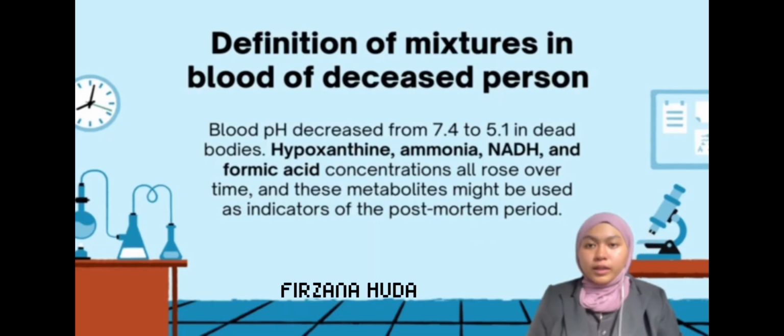I will move on to the next slide, which is the definition of mixtures in the blood of a deceased person. Blood pH decreased from 7 to 5 in dead bodies. However, hypoxanthine, ammonia, ADH and formic acid concentrations all rose over time, and these metabolites might be used as indicators of the post-mortem period.